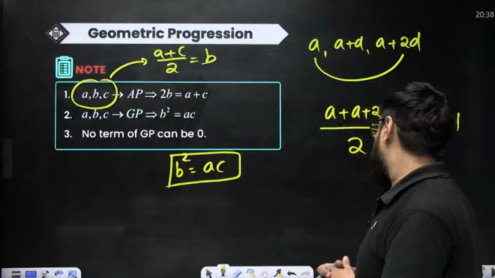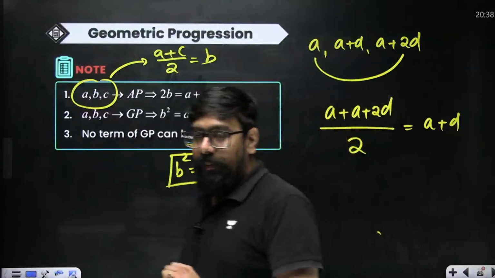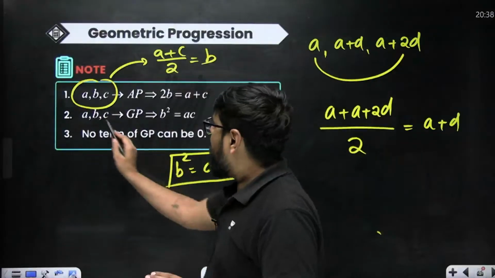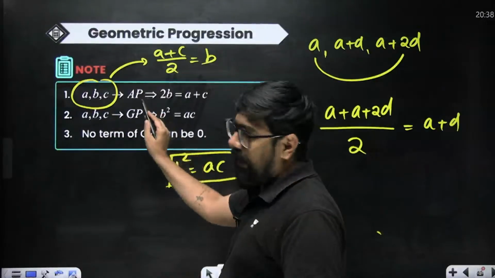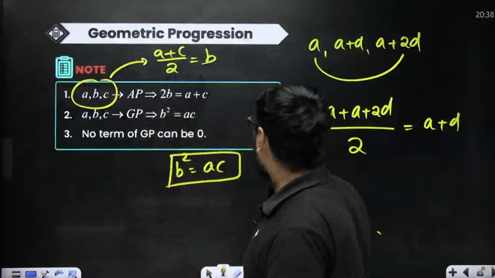All right, B square is equal to AC. These two are the properties, general things. This is called the geometric mean. This is called the arithmetic mean. We'll come to that, but for now, understand this.